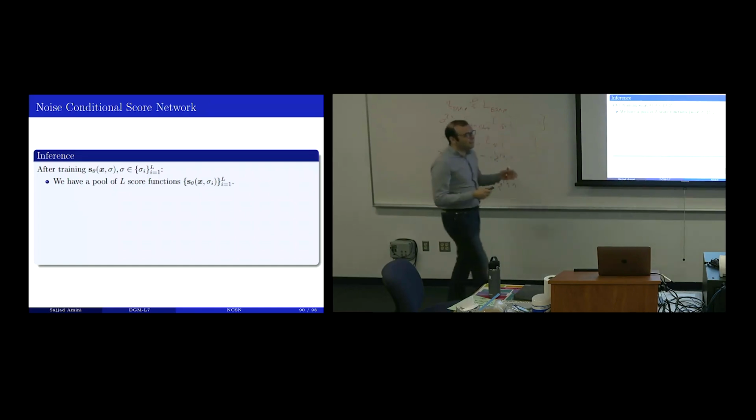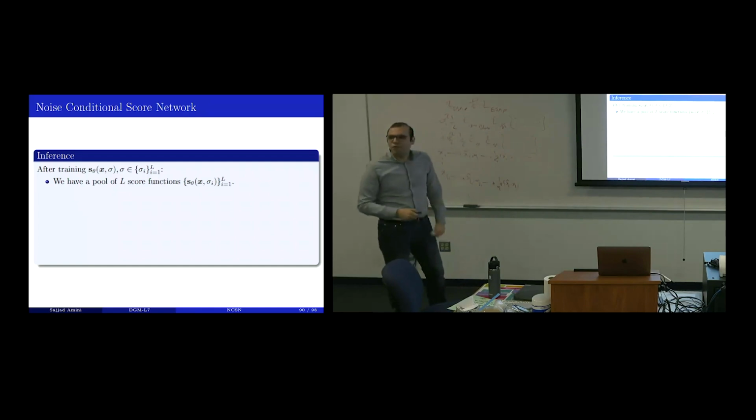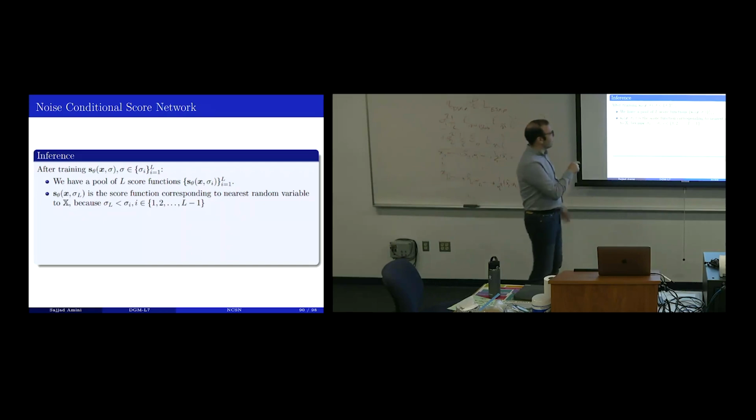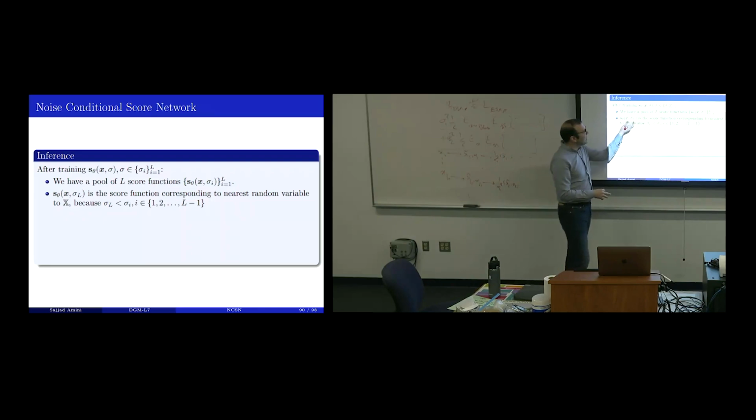But there is a better idea to use this pool to generate samples. We will see that that's the annealing version. So S theta of x and sigma L is the score function corresponding to the nearest random variable to x. We know that this is the denoised the least, the data set with the least noise, okay?